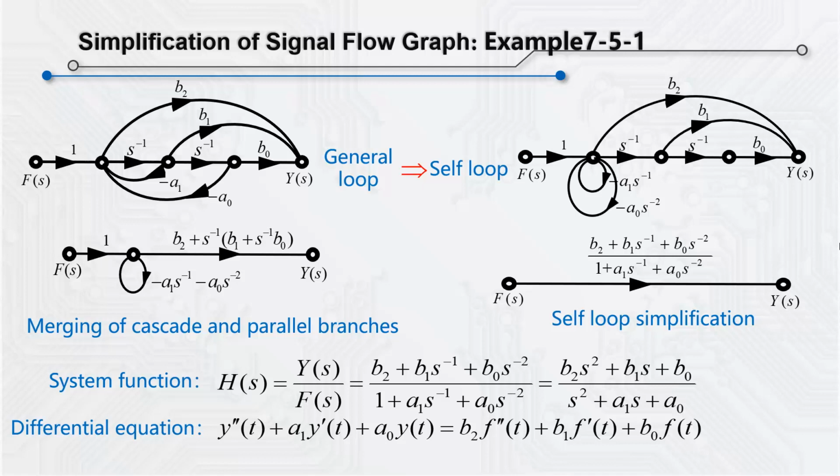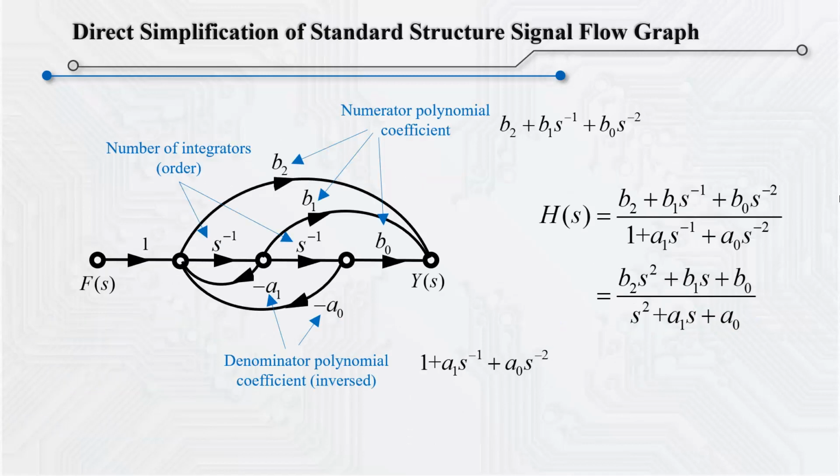Of course, the system function can be expressed as positive or negative power of s. This is the differential equation corresponding to the system function. In fact, the signal flow graph given by this example is a type of standard structure of signal flow graph. For the signal flow graph with this standard structure, we can directly write its system function based on some rules without any simplification. How can we do it?